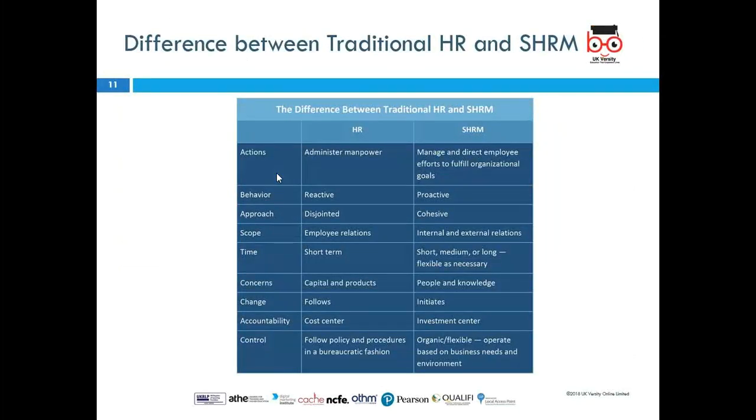Let's try to get it to look. So that brings us to the difference between normal HRM and strategic HRM. Some companies just do HRM traditionally, right, rather than in a strategic manner, right?